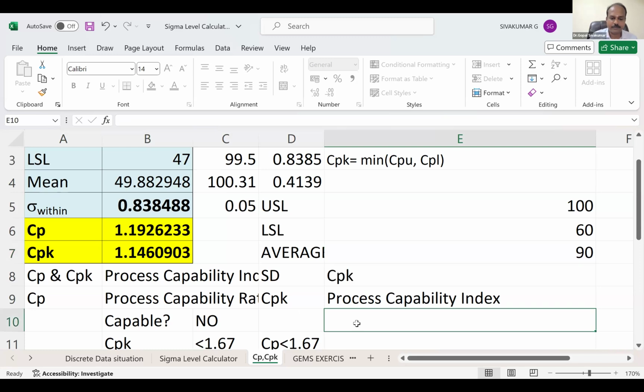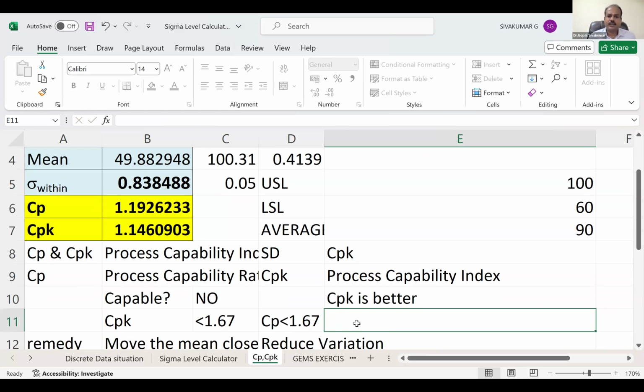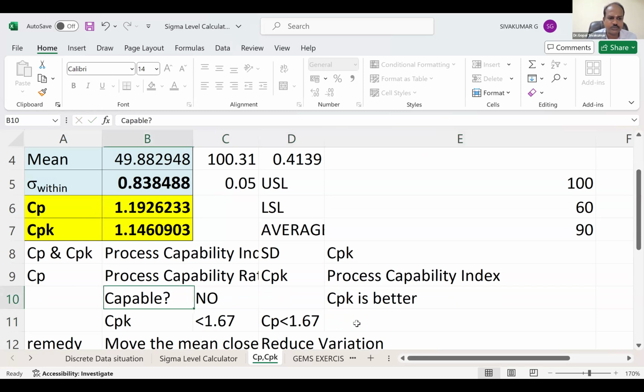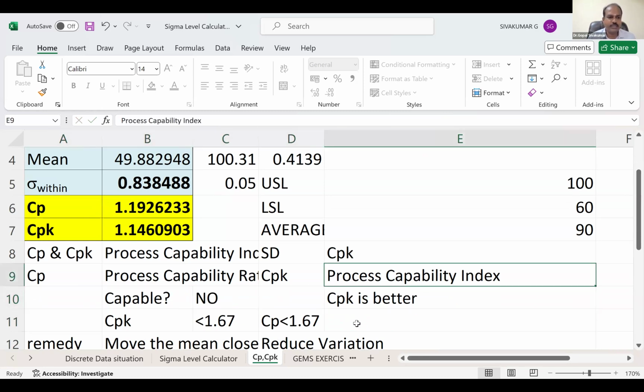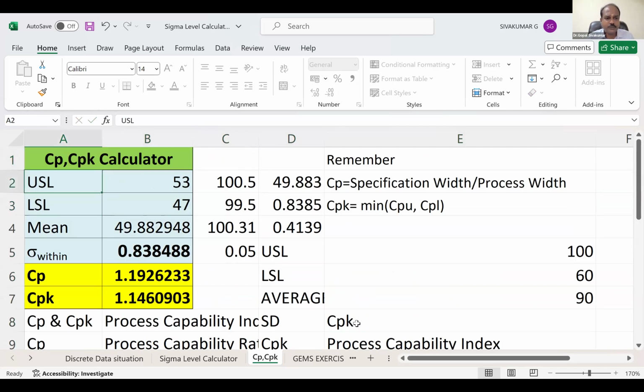Okay, I'll type here. So CPK is better, because for calculation of both the CP and CPK, we need certain values. You see here, upper spec is required, lower spec is required. And then process average or mean. Process mean means process average. Then standard deviation. What standard deviation? Process standard deviation. Once these values are available, you can calculate CP, you can also calculate CPK.